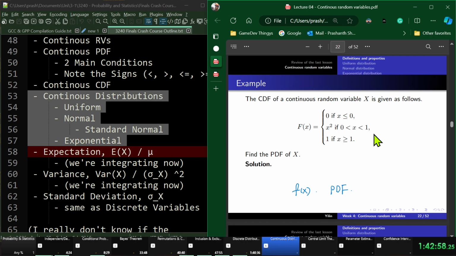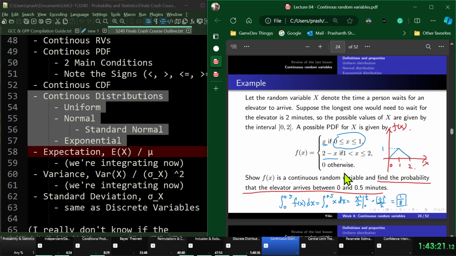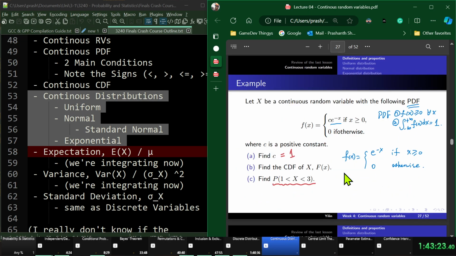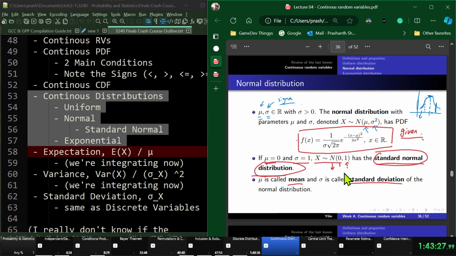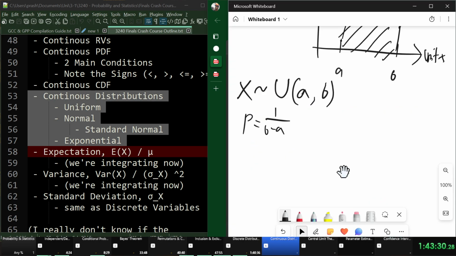The CDFs and PDFs will be given in this kind of format. It's like a piecewise thing. So it's 0 for some range, or otherwise. And other times they'll give you, it'll follow this function between this range and this function between this range. So when you're trying to sub in values, make sure you use the appropriate range to get the proper values. That's an example question. Okay, yeah. So that's a uniform distribution.